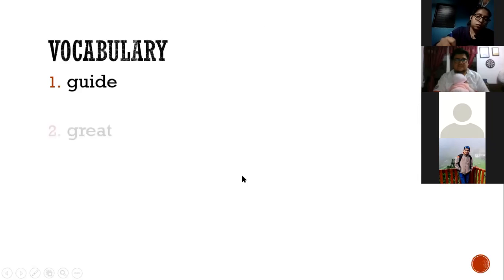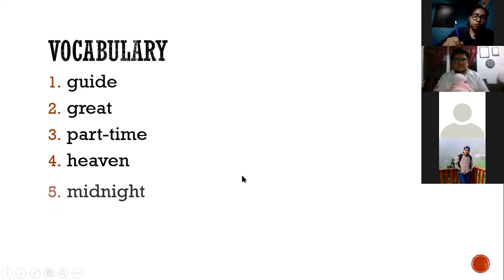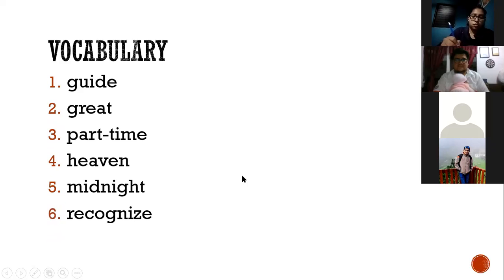Vocabulary. Guide. Great. Part time. Heaven. Midnight. Recognize. Weather, right? Okay, now repeat after me, please. Repeat after me. Guide. Great. Part time. Heaven. Midnight. Recognize. Weather.